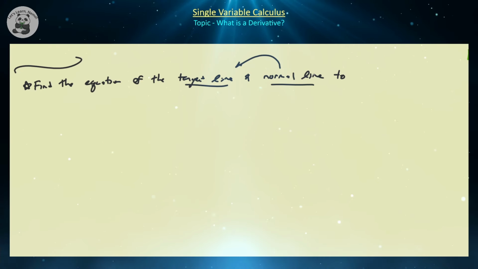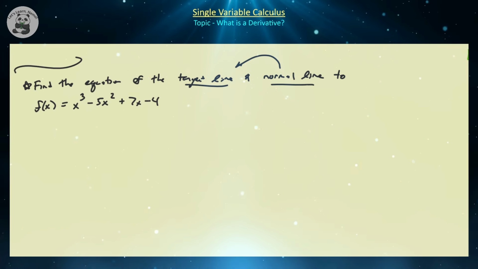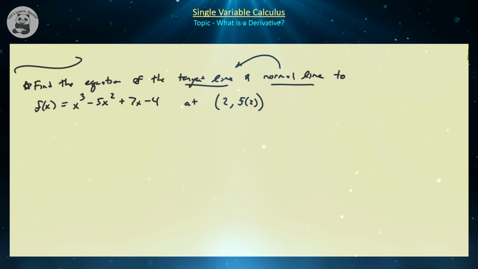And let's assume we want to find the tangent line and normal line to the function f of x is equal to x cubed minus 5x squared plus 7x minus 4 at the point 2, f of 2, and we obviously can find what f of 2 is quite easily. So what is f of 2?